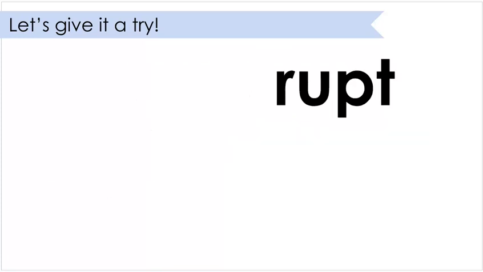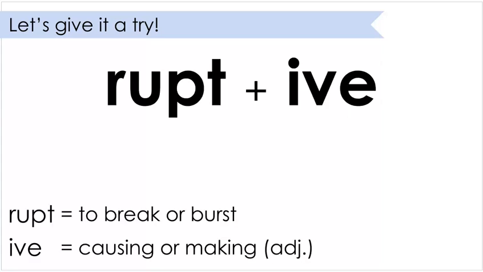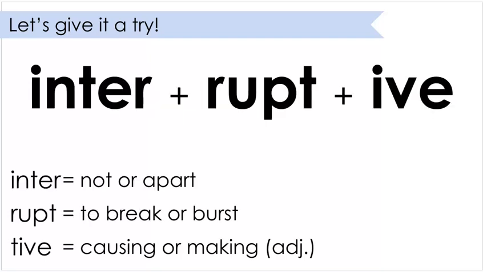Let's do another one. We're going to take our root rupt. We're going to add ive, which means causing or making. It's an adjective. Again, we can't add that alone, so we're going to add a prefix that we've done already this week. We're going to add inter, which means between or among. So we're going to add inter, rupt, which means to break or burst, and ive, which means causing or making. It's an adjective. Can you think of the new word and what it means?